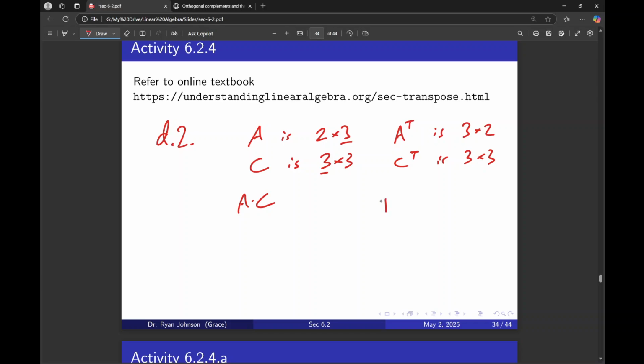So if I try to do A transpose times C transpose, what happens? I'm trying to multiply matrices that are the wrong sizes. If I try to do this in Sage, it'll give me an error. But can I do C transpose A transpose? Yes, because if I do this one first, then that 3 and that 3 match up.